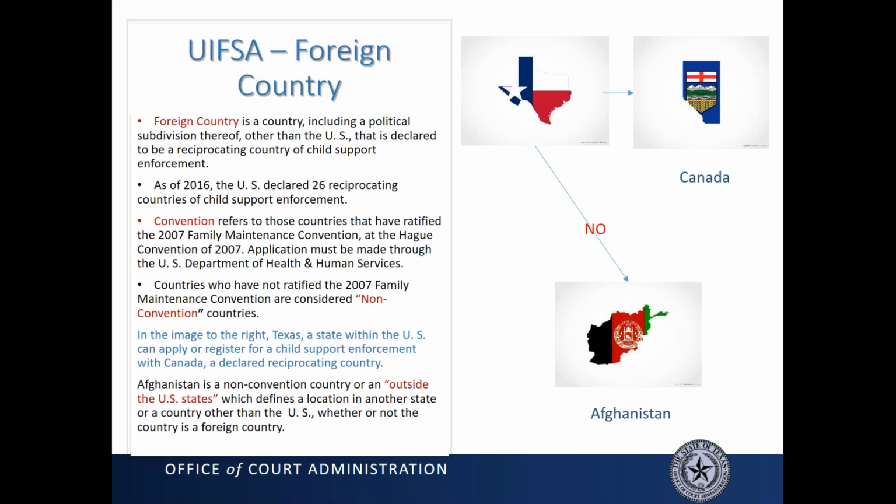Convention refers to those countries that have ratified the Hague Convention or the 2007 Family Maintenance Convention. Applications for those countries have to be done through the U.S. Department of Health and Human Services. Countries who have not ratified the Hague Convention are considered non-convention countries. So the U.S. or Texas, where your court would be, would have to consider Afghanistan a non-convention country. It's outside the USA. It defines a location other than the U.S., whether or not the country is a foreign country.